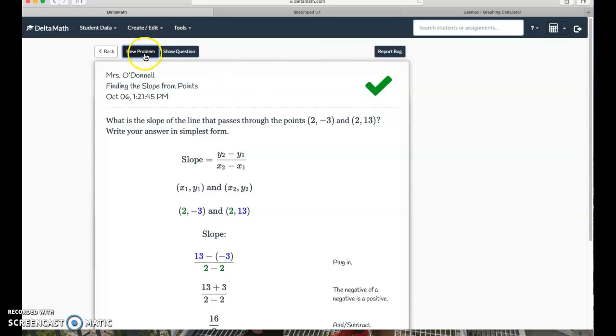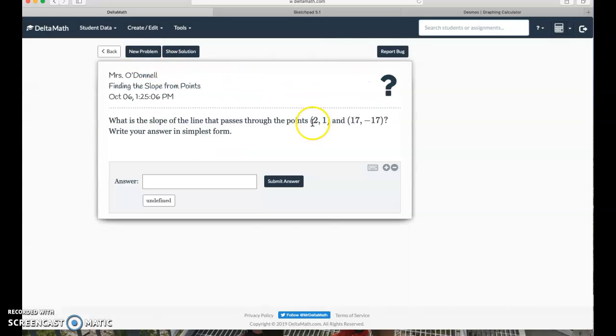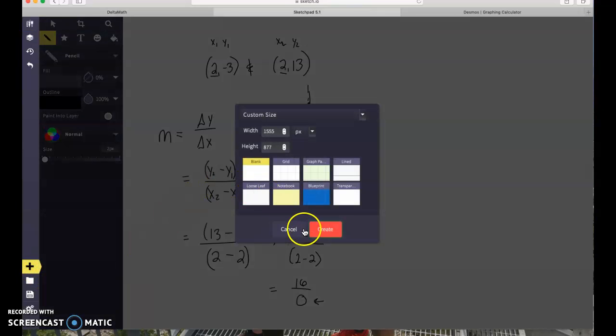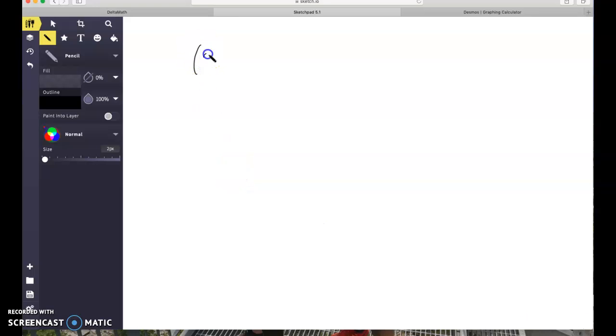Okay, let's do another problem, which maybe, let's check. It's not going to be undefined because we don't have those repeating x's. So let's check out what this is going to look like. So I've got a line that passes through the points (2, 1) and (17, -17). Okay. All right, so here's my two points.